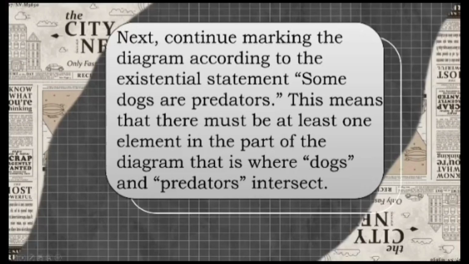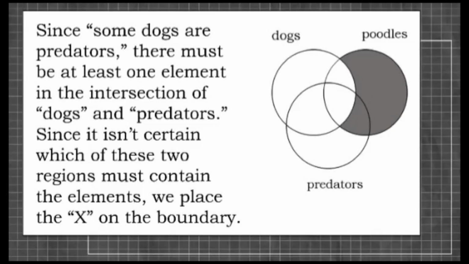The meaning of intersect is to divide something by passing or lying across it, and the meaning of predators is an animal that eats other animals. So here is an example of the diagram. Since some dogs are predators, there must be at least one element in the intersection of dogs and predators. Since it is not certain which of these two regions must contain the element, we place the X on the boundary.